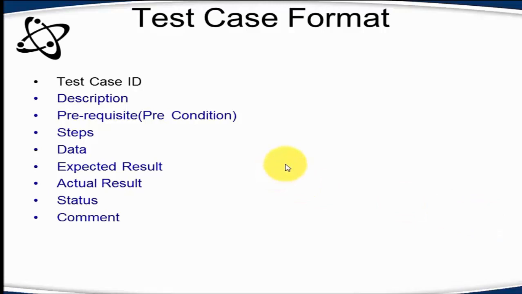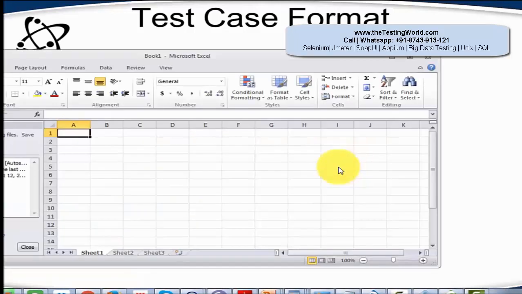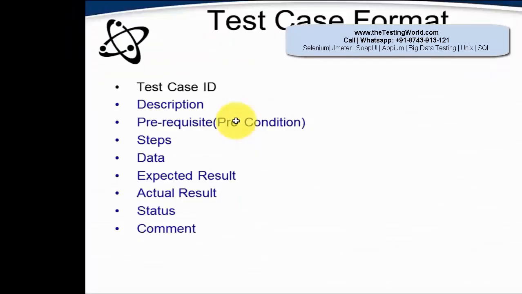Each and every company can have its own format for designing the test cases. But here in the session, I'm covering standard test case format. So I'm starting Excel. Most of the companies are writing test cases in the Excel. I started an Excel sheet. So if we see, we have few column names like test case ID, description, prerequisite, we call it precondition as well, steps, data, expected result, actual result, status, and comment.